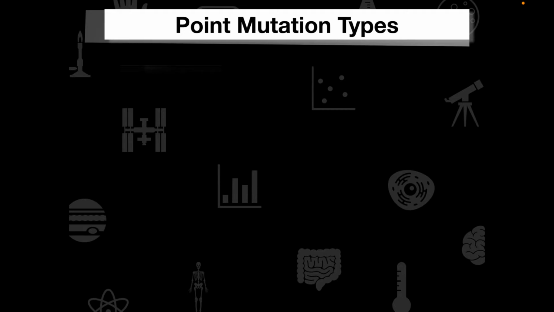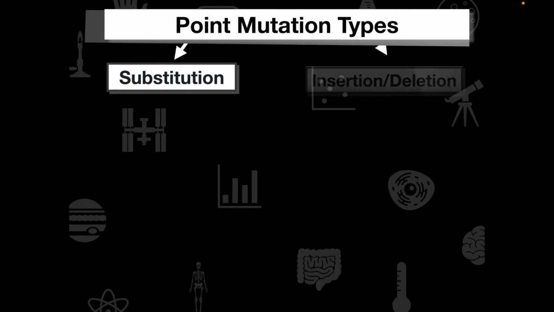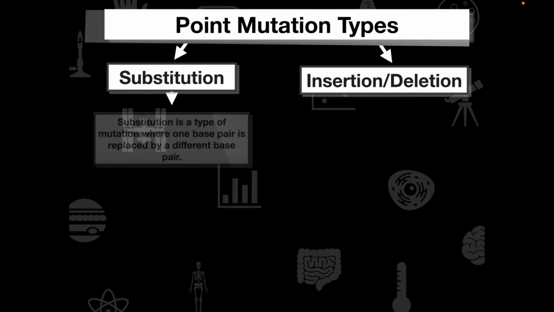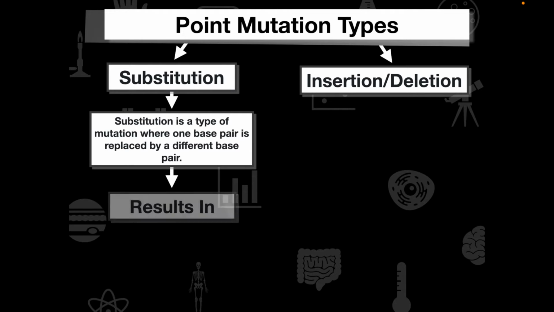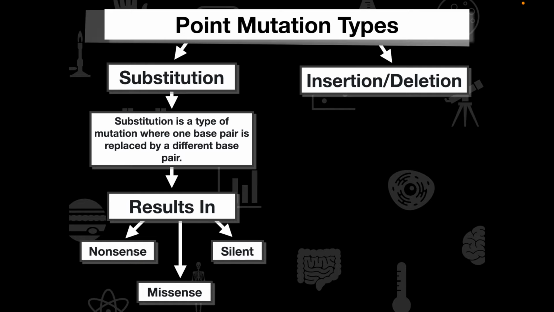So let's look at point mutation types here. We're going to have substitution mutations, and then we're also going to have insertion and deletion mutations. What we're looking at is mutations occurring with individual nucleotides. Substitution is a type of mutation where one base pair is replaced by a different pair. This is going to result in a nonsense, missense, or silent mutation. This will all make sense shortly.